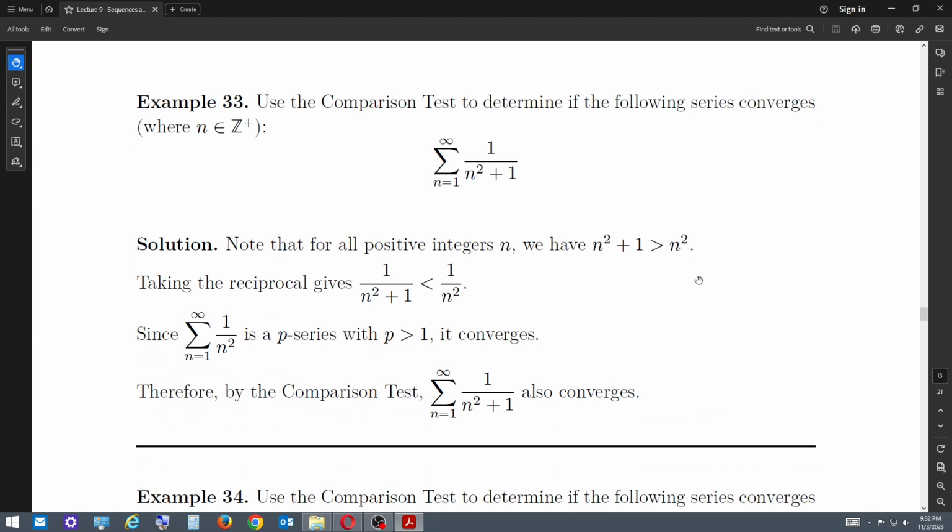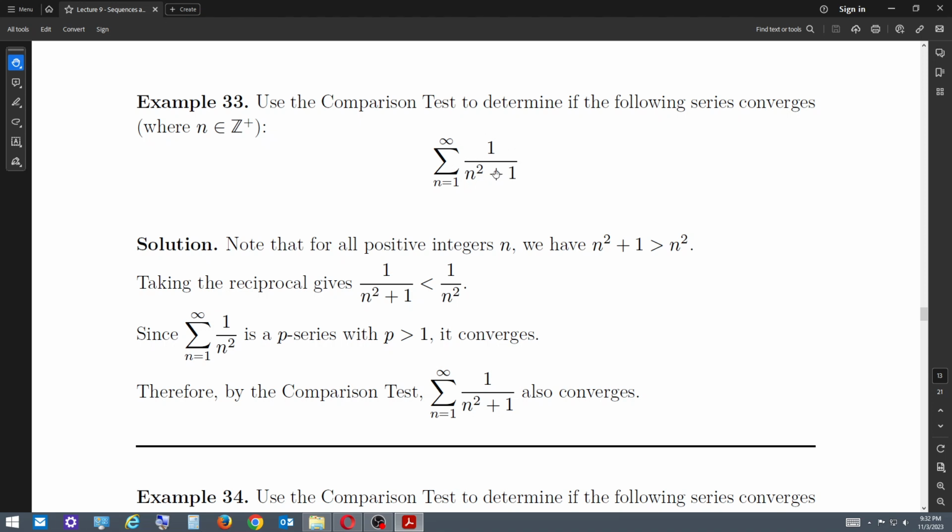Right, so let's look at some examples for this. Now, one thing to note: if you're given a question where you have to use a comparison test, you will most likely not be told what series to compare it with. So you're going to have to figure that out on your own. But with enough practice and experience, you will be able to come up with a series in a relatively short time to figure out what you need to do for any question you're given.